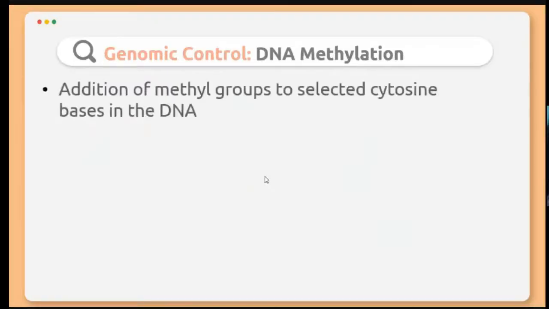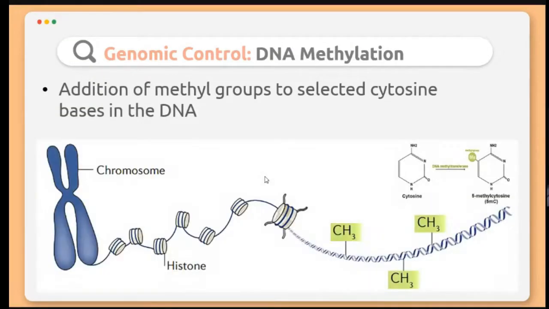And tingnan natin. DNA methylation is the addition of methyl groups to selected cytosine bases in the DNA. So mostly daw, yung methylation, nangyayari siya sa cytosine bases ng DNA. And again, yung function or yung parang pinaka nangyayari kapag mayroong DNA methylation ay na-turn off yung gene or nare-repress yung gene. So kapag may methylated yung genes mo, hindi mo siya ma-express.